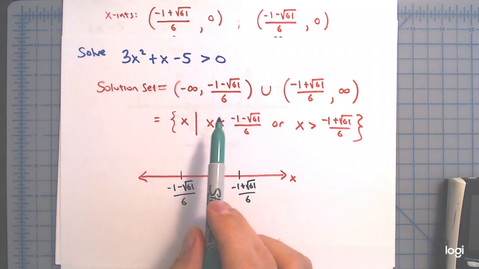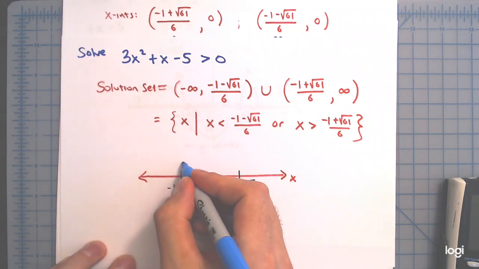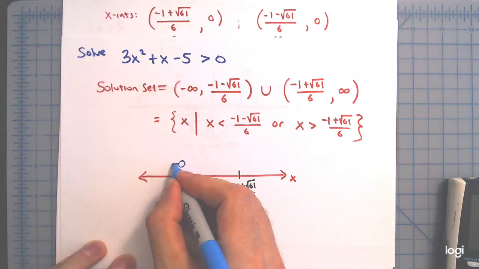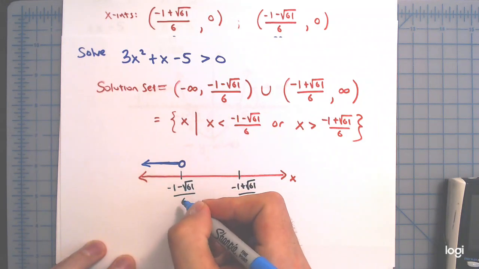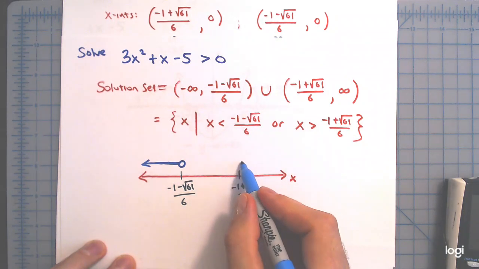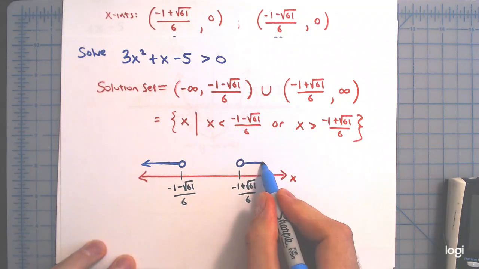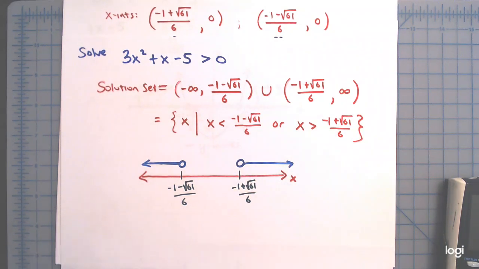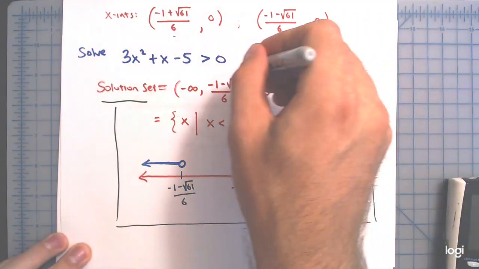And all the solutions, as we said, were the numbers less than this, but not including it. So these numbers here, but again, big open point or a parenthesis over that. Or all the numbers greater than this other one, negative 1 plus the square root of 61 over 6. So again, open point, not included. That is not a solution. And all the numbers to the right of it. And there's your graph. And all three of these together mean the same thing. They're all representative of the solution set to this inequality.